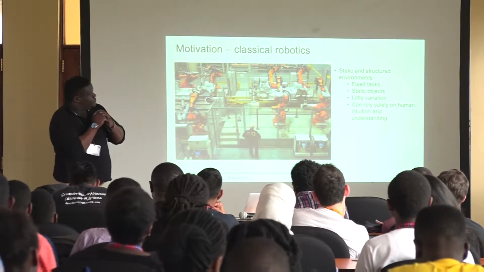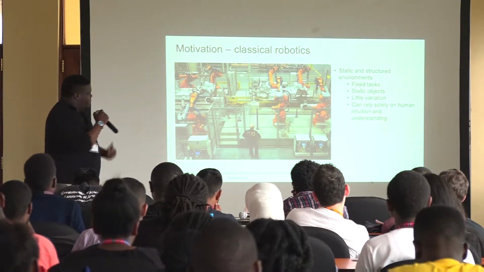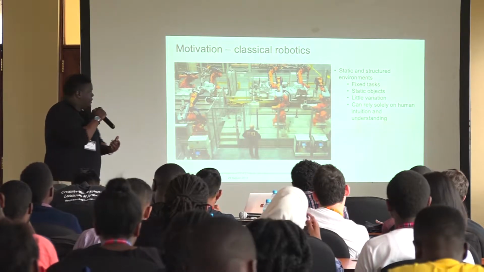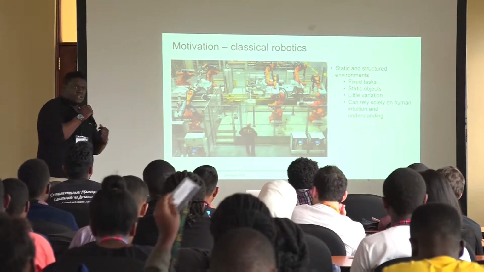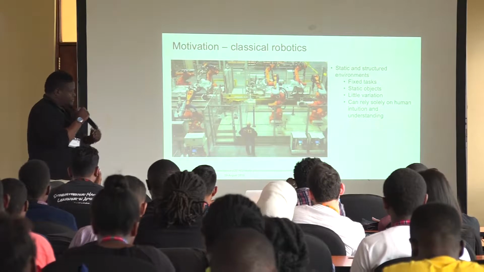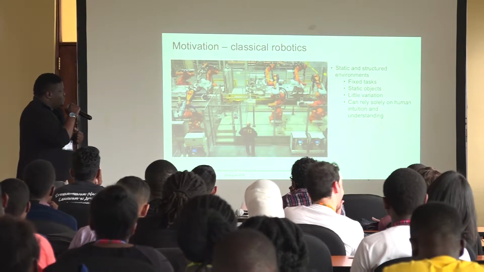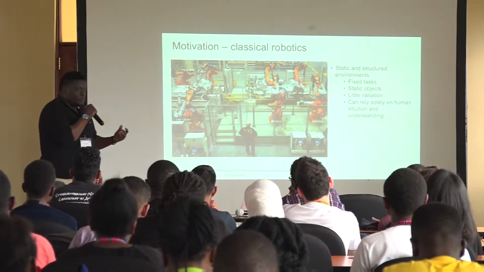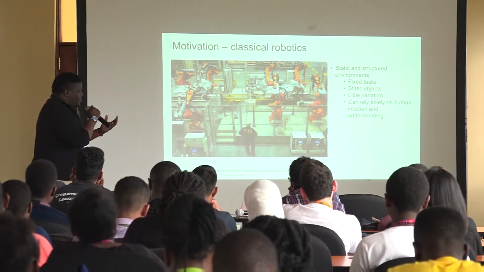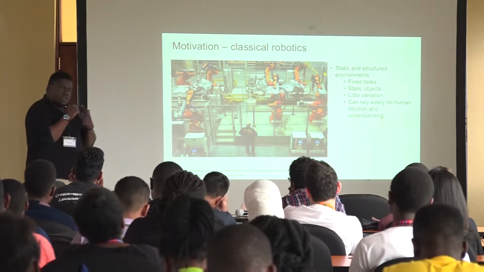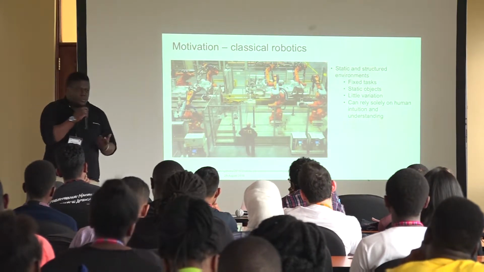So when you think about robotics over the past few years, you probably think of an army of robots in some factory performing some simple repetitive tasks. This environment is fairly static and structured, so everything is designed around the robot, and the humans are sort of caged outside this environment. So this consists of fixed tasks, static objects, and there's very little variation of the tasks that the robots must perform. So this means that we only rely on human intuition and understanding of the environment and the robot to design control policies for the robots to perform the tasks.